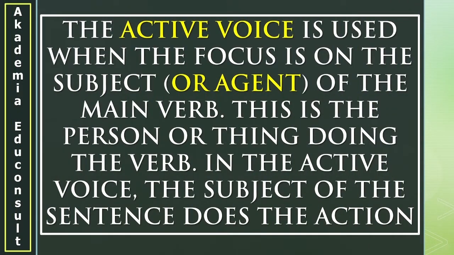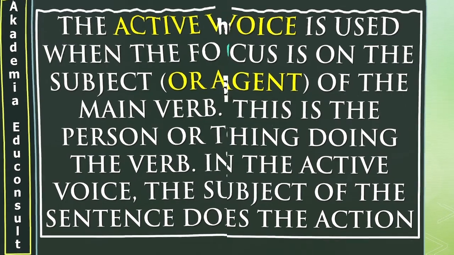The active voice is used when the focus is on the subject or the agent. The subject is also referred to as the agent, that is the performer of the action. So the active voice is used when the focus is on the subject or agent of the main verb. Now the subject is the person or thing doing the main verb. In the active voice, the subject of the sentence does the action.